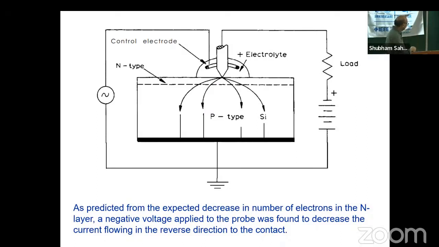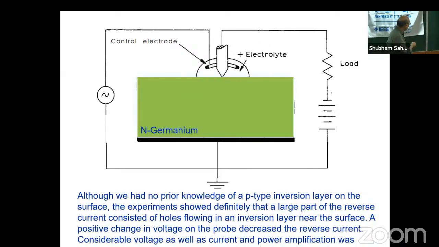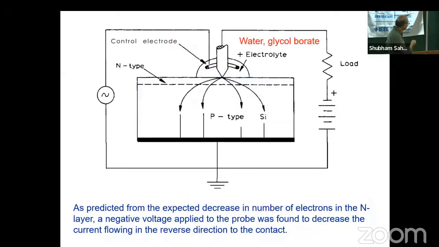As predicted, what they found was they could see the amplification. In this particular device, they used water and different solutions here. They could see power amplification, but they did not have voltage amplification. But whatever was the power here and the power over here and the load, they could see power amplification through this particular device. So an amplifying device had been invented.